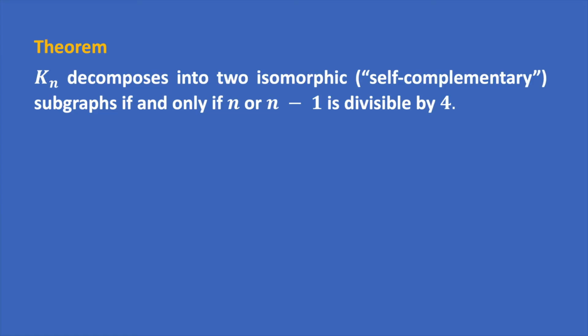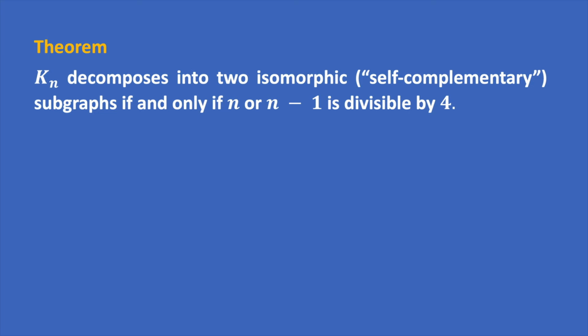The definition of self-complementary graph is: a self-complementary graph is a graph which is isomorphic to its complement. For example, the simplest non-trivial self-complementary graphs are the 4-vertex path graph and the 5-vertex cycle graph. Let us now see a theorem.